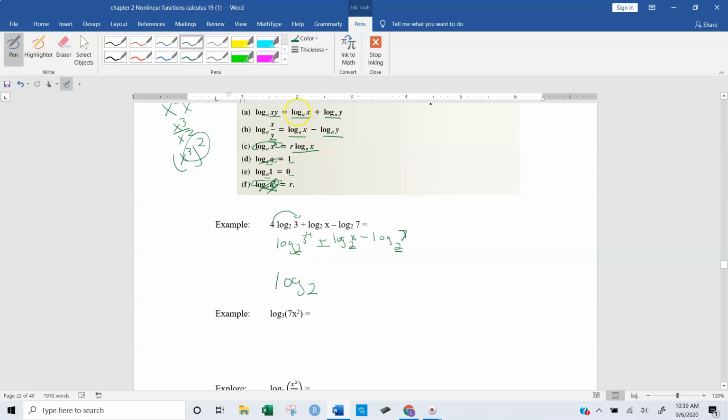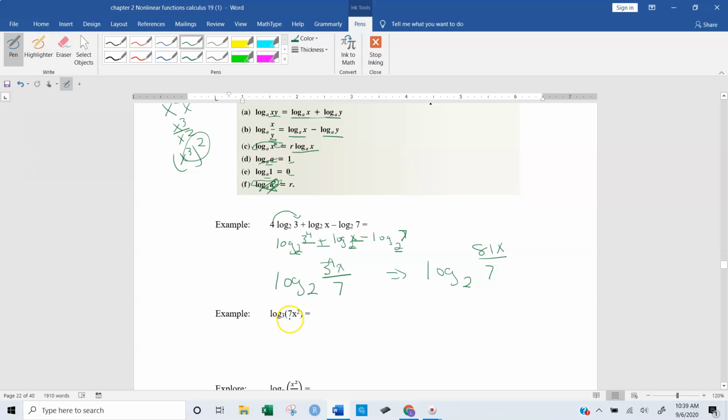Now I have to follow my rules up here. So addition is multiplication. I am multiplying the 3 to the 4th and the x, so I'm going to take 3 to the 4th times x. Minus means division, so I'm dividing by 7. And that's all there is to this. I would like you to rewrite it with 3 to the 4th as 81, since you can do that part, and that's the answer.